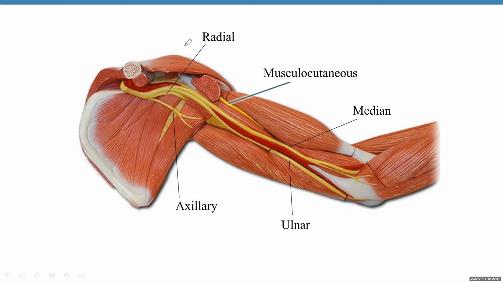And the major nerves over here will be your radial nerve, axillary nerve, musculocutaneous nerve, median, and ulnar. So median will be in the middle, ulnar is gonna be on the ulnar side, radial is actually in the posterior compartment and then on the radial side. Musculocutaneous will innervate the anterior compartment of the arm, and axillary goes to your armpit.